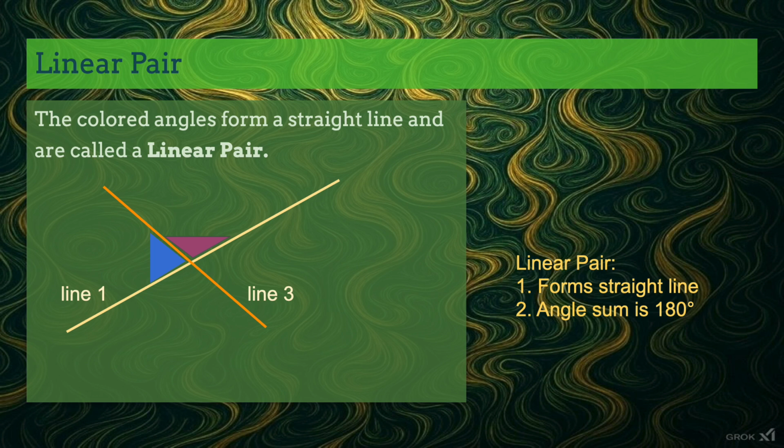Now here's some examples. There's a linear pair, where you have two angles that are next to each other. It's called adjacent angles. And adjacent angles, if they form a straight line, are called a linear pair. So the definition is it forms a straight line and the angle sum is 180 degrees. Those are both going to happen at the same time.